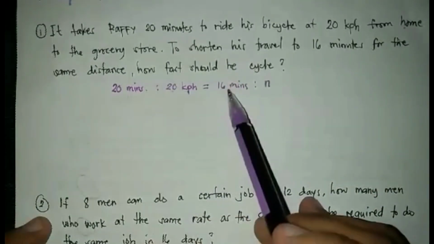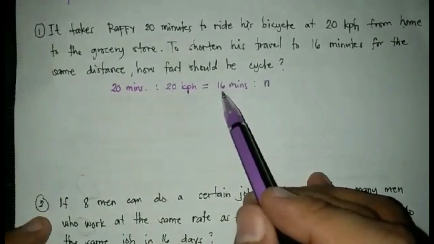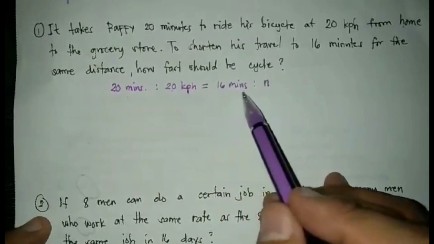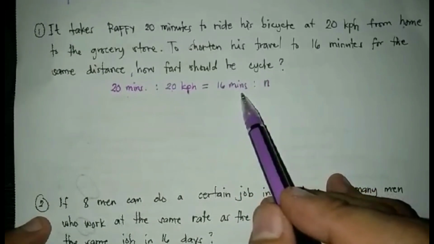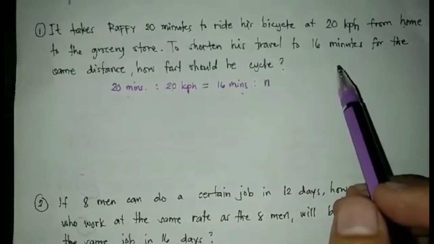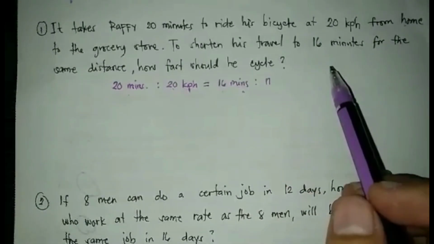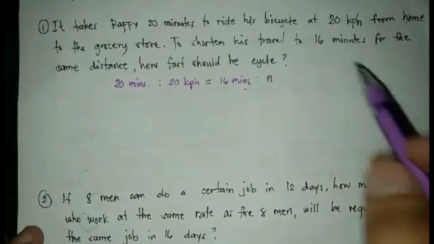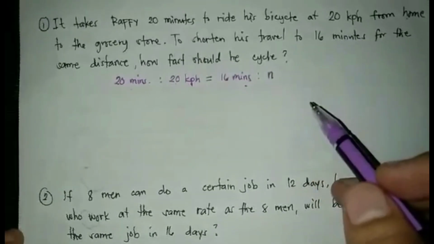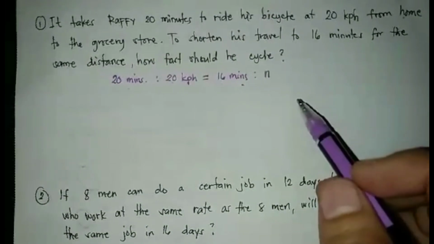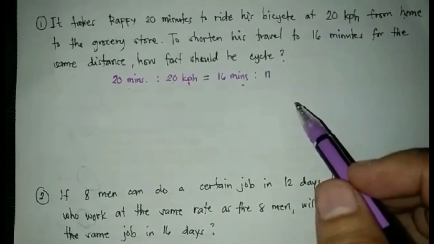Okay, paano, ano'ng gagawin niya kung gusto niya 16 minutes lang yung time na ita-travel niya? So yung gagawin niya is bibilisan niya. Okay, so yung speed tataas. Okay, so yung pag-solve nito, so this situation, papasok dito yung inverse proportionality.